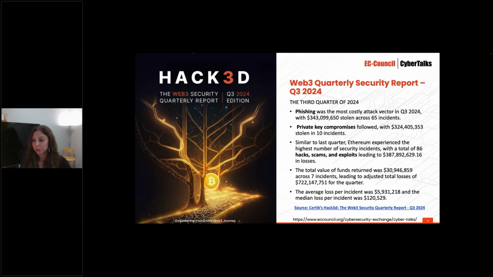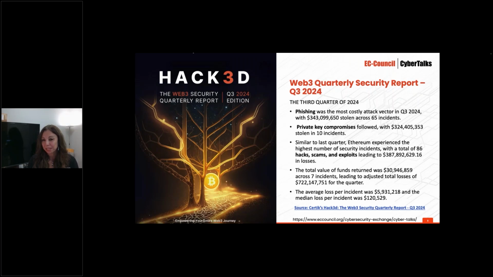So the same is true in the Web3 space. And here there's an example of the most costly attack that happened. You can see that the attack was a financial value here on a DeFi platform where there were actually 65 incidents leading up to this total cost here, but the report will break it down, but you can see that phishing remains to be one of the top threats.